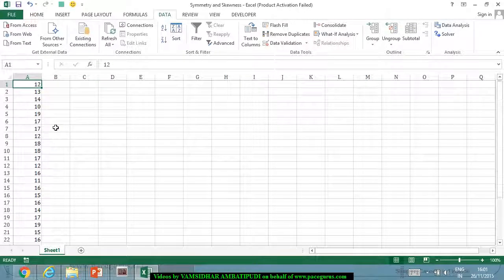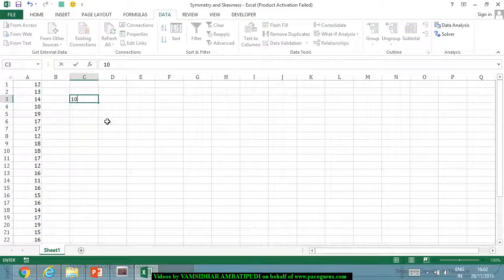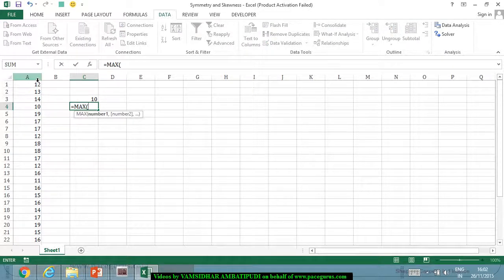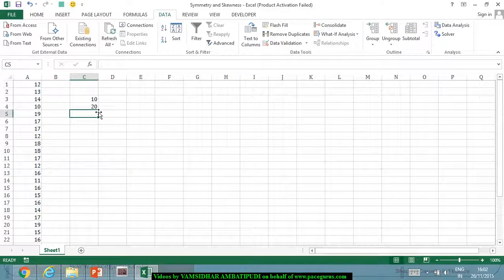Let's say 30 values are there in my data set. I would like to plot the frequency distribution for this. Let me see the frequency distribution. So what is the minimum value here? The minimum value appears to be 10. And what is the maximum value in this data? The maximum value appears to be 20.